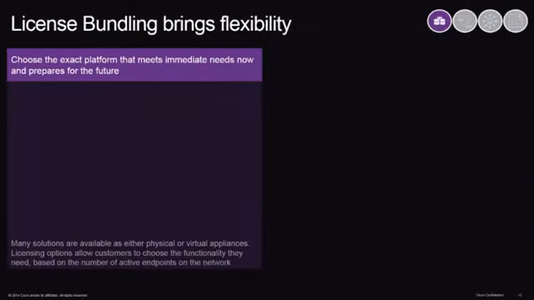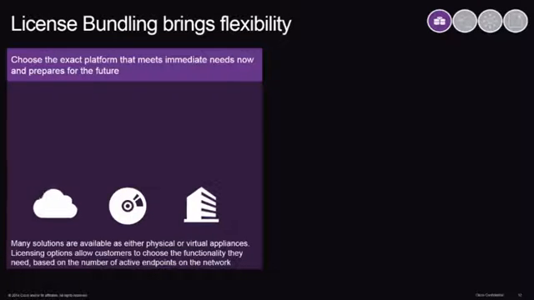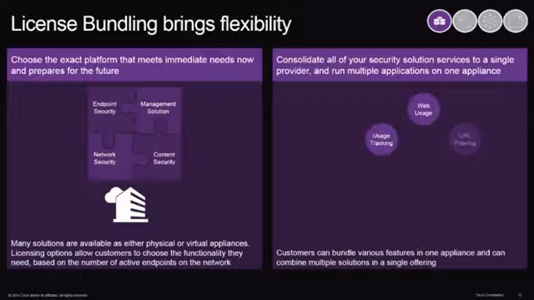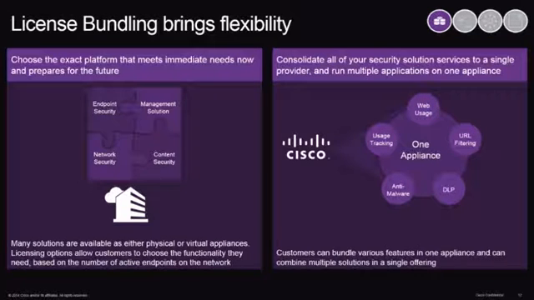With license bundling, customers can choose the features that meet their needs without buying a lot of excess. They can meet immediate needs now while planning for future needs. Many solutions are available on physical devices, virtually and in the cloud, giving even greater flexibility. Oftentimes, applications can be run on a single appliance, simplifying management and upkeep. Consolidating applications and services from a single provider reduces complexity even further.